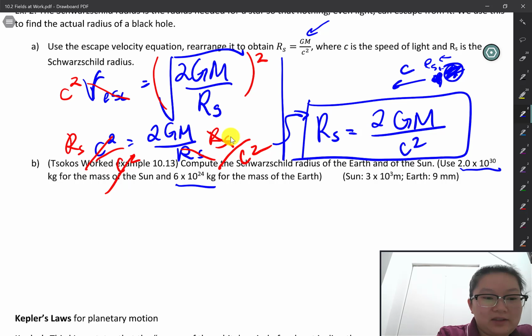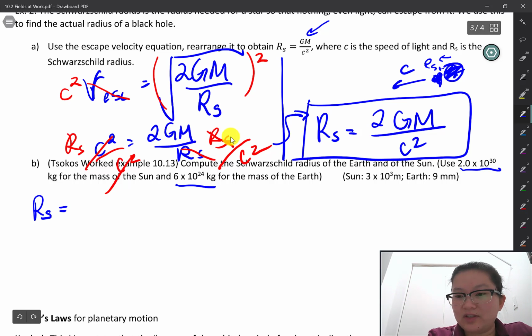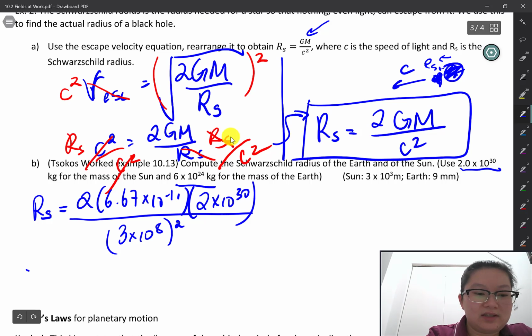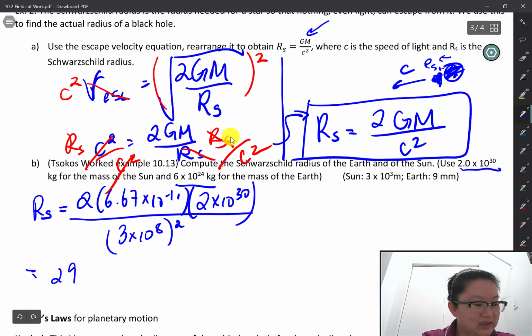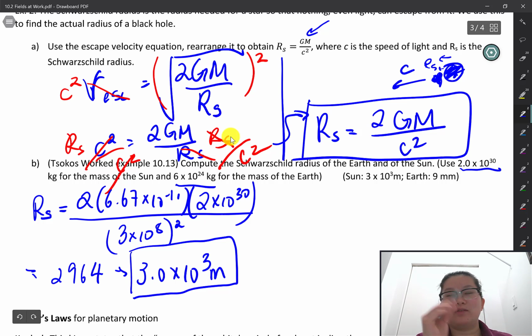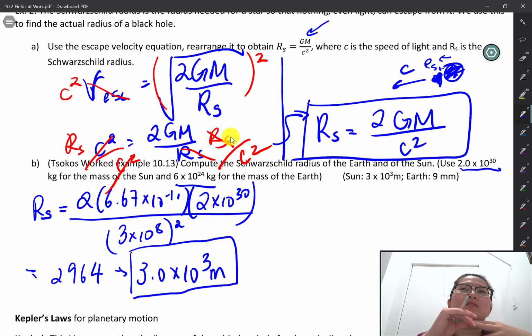So let's do a quick calculation here. Let's do this for the Sun first, since it was given first. Okay, so this is 2 times 6.67 times 10 to the power negative 11, times the mass of the Sun, 2 times 10 to the power of 30 kilograms, which is quite massive, divided by the speed of light, which is 3 times 10 to the power 8, squared. That's going to give us 2964. So that's going to round to, in this question, 3.0 times 10 to the power of 3 meters. That's essentially 3 kilometers. So 3 kilometers from the center outwards, a total diameter of 6 kilometers.